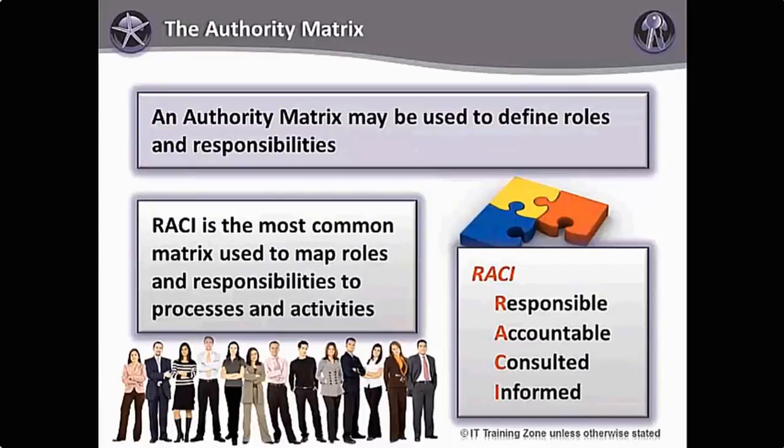To assist with the definition of roles and responsibilities, an authority matrix is often used within organizations. This shows the roles and responsibilities in relation to processes and activities. Many variations of the authority matrix exist, but we will concentrate on the RACI model. You will have studied this at foundation level. Remember, it stands for responsible, accountable, consulted, and informed.